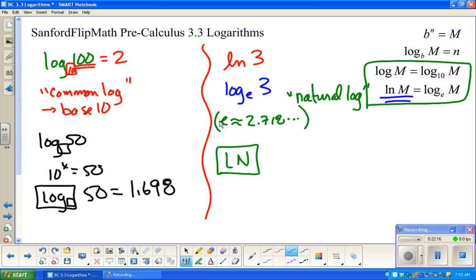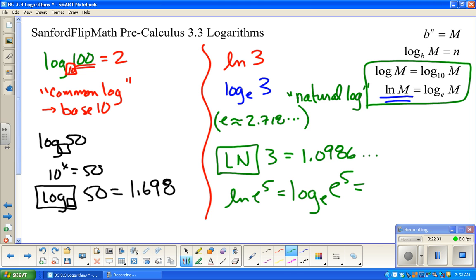And so you can just type in ln of 3 equals 1.0986, whatever. Or if you saw something like the natural log of e to the 5th, well, what power is e being raised to? Remember, this means log base e of e to the 5th. Well, that should be kind of obvious that it's 5. It's saying what's the exponent for that base.